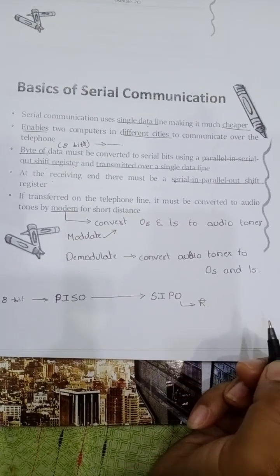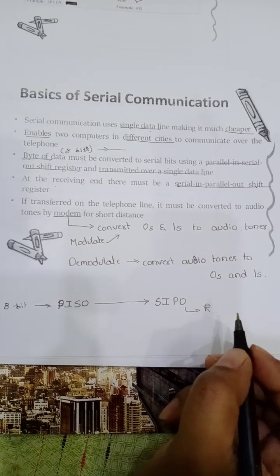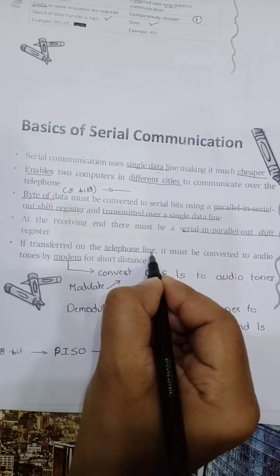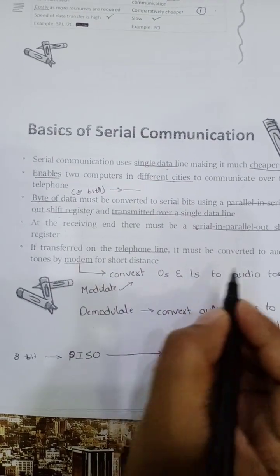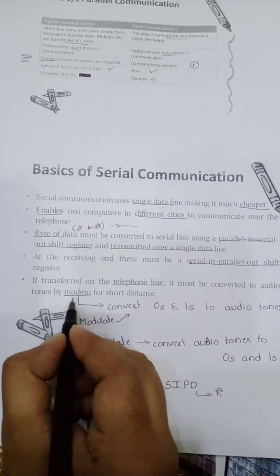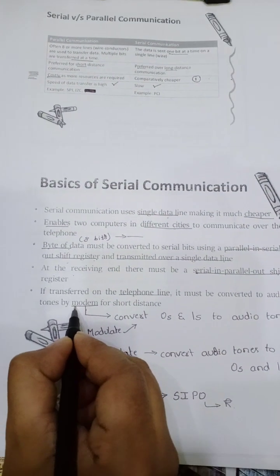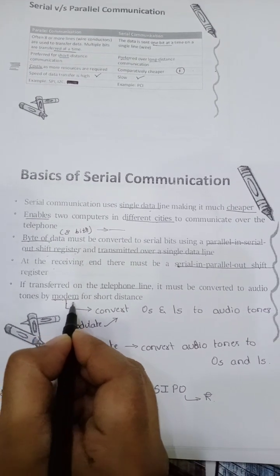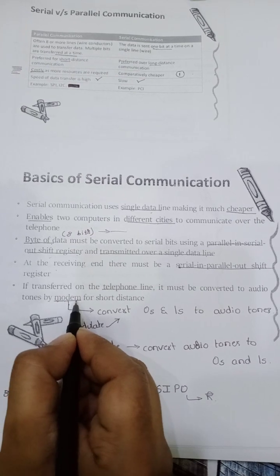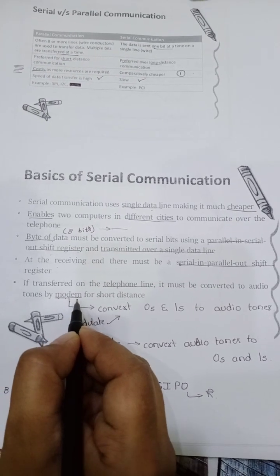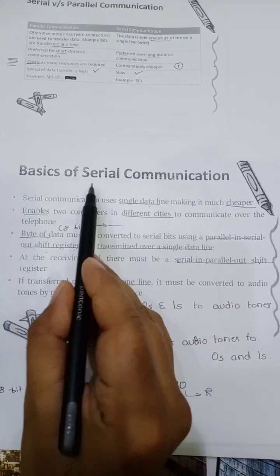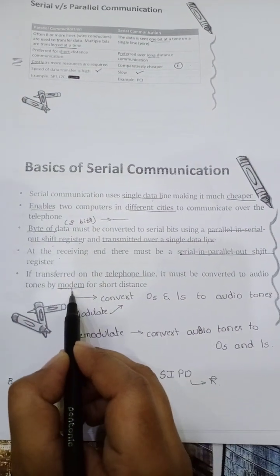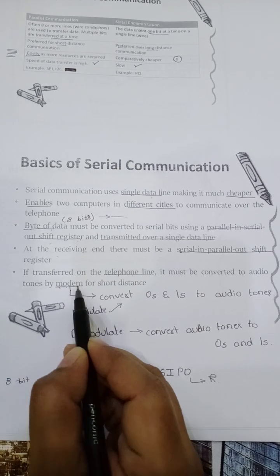If we are transmitting the data over a telephone line, we will be using one more unit called a modem. Modem stands for modulator and demodulator. It is the one which converts zeros and ones into audio tones and vice versa.